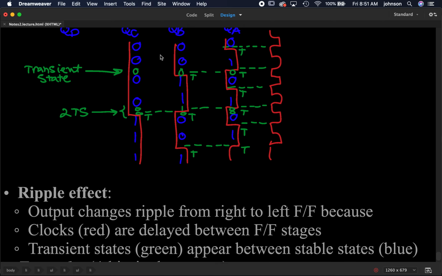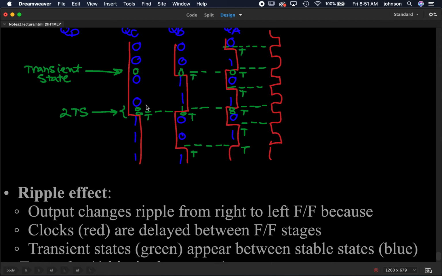Transient states, which are green, appear between the stable states. So, for example, let's take a look at the count of 1 and the count of 2. In order to get from 1 to 2, I have to change 2 flip-flops, right? I have to change the blue 1 to a 0. Then I have to change that 0 here, which I showed in green, to a 1. So there are 2 steps here, indicating that I have an in-between state called a transient state.